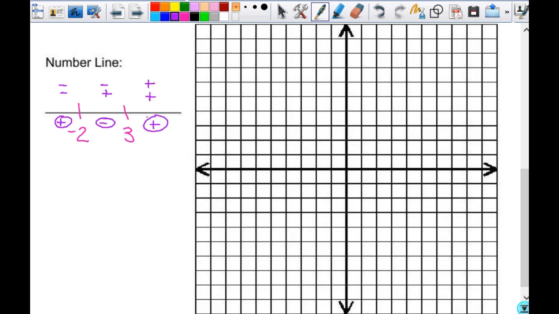So this tells me something. If I think about the number line as being my x-axis, then all the way from -infinity to -2, it's positive. It's above the x-axis. From -2 to 3, it's below the x-axis. From 3 to infinity, it's above the x-axis.